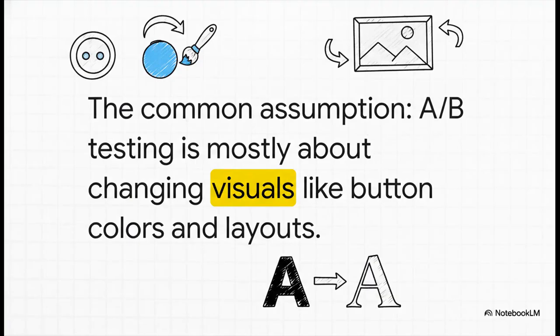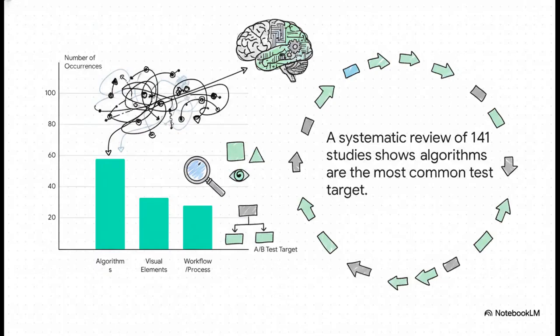Yeah, the popular idea is that it's all about aesthetics. You know, changing the shade of blue on a link, moving a picture from the left to the right, tweaking a font. And look, those things do get tested, for sure, but they are nowhere near the whole story. But the reality? It's kind of shocking. A huge review of over 140 studies found that the number one thing companies are A/B testing isn't visuals, it's algorithms. Yeah, the super complex logic that powers your recommendation feeds and search results. Visuals come in at a distant second.